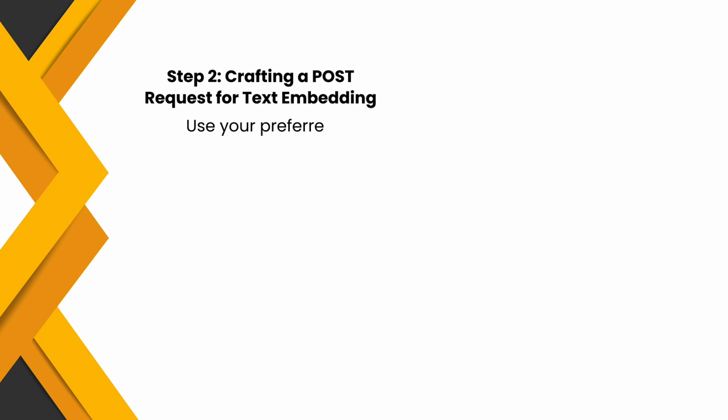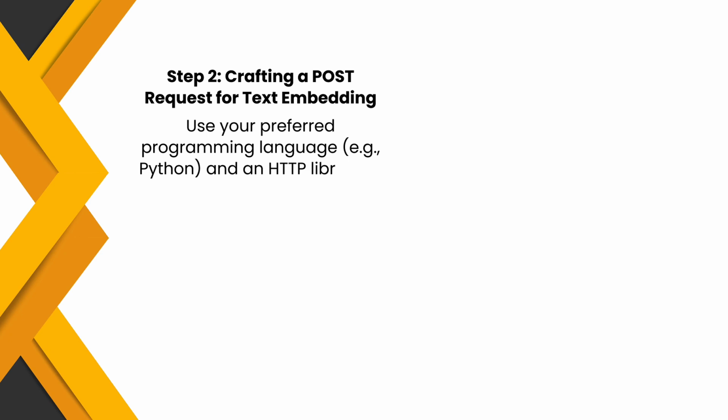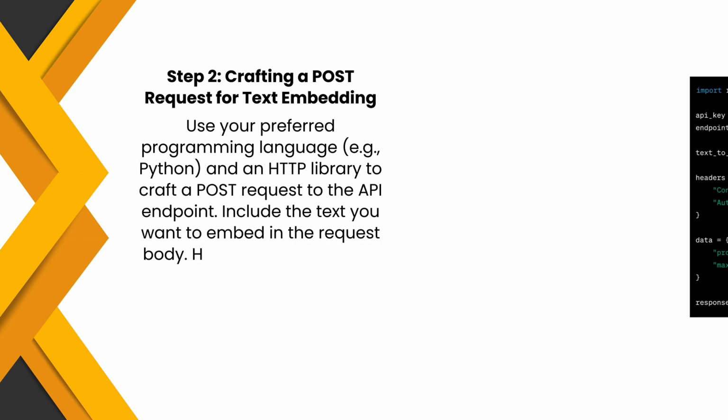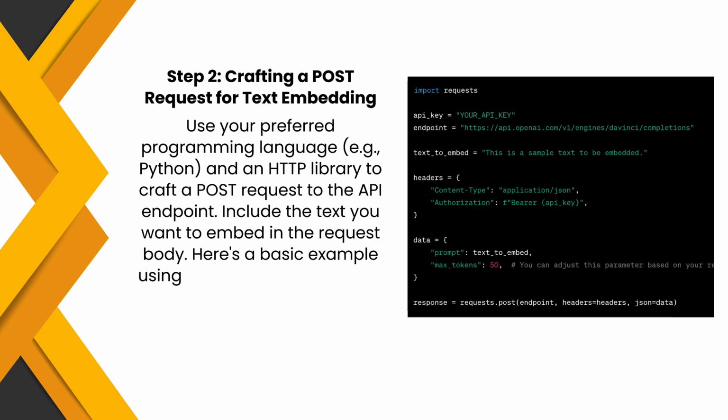Step number 2. Crafting a post request for text embedding. Use your preferred programming language, for example Python, and an HTTP library to craft a post request to the API endpoint. Include the text you want to embed in the request body. Here is a basic example using Python and the requests library.